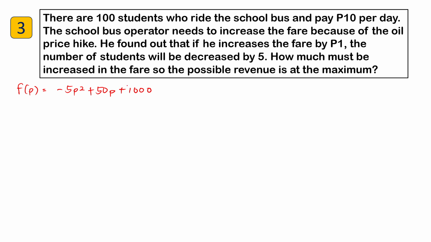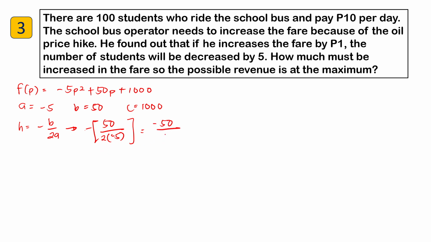And then we need to solve for h. But before that, identify the a, b, and c values. So a is negative 5, b is 50, and c is 1000. So we have h is equal to negative b over 2a. Again, remember that the h value here is also the p value. So we have negative 50 divided by 2 times negative 5. That is negative 50 divided by negative 10, which gives us h equals positive 5. Since h is 5, we can say that p is equal to 5. And remember that p is the increase of fare.